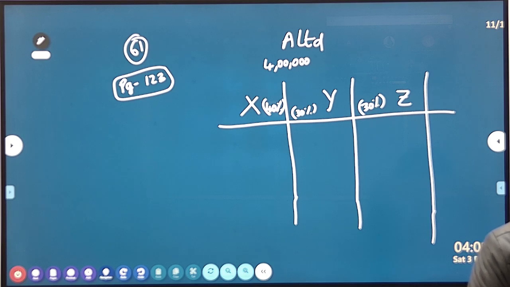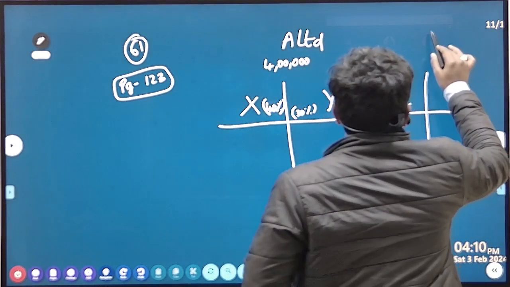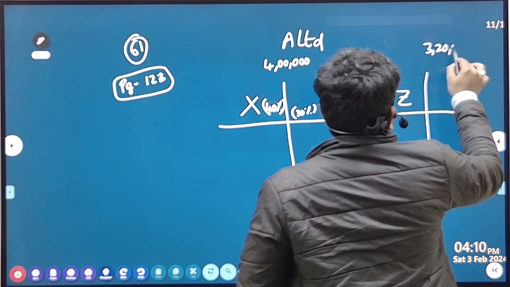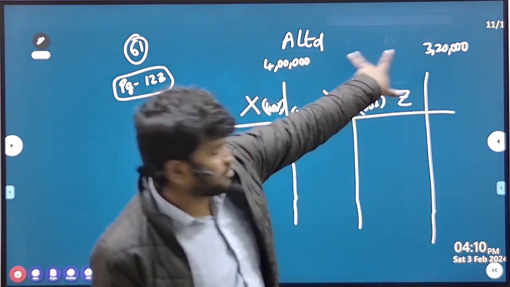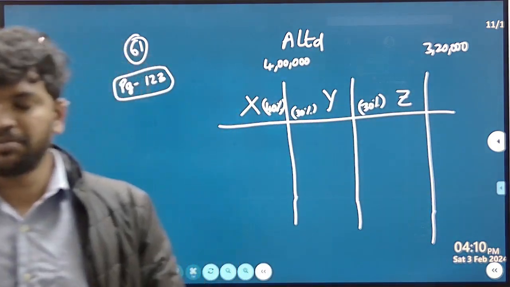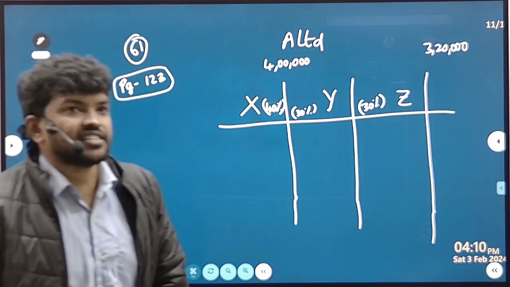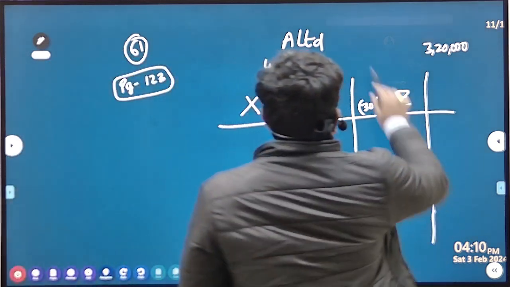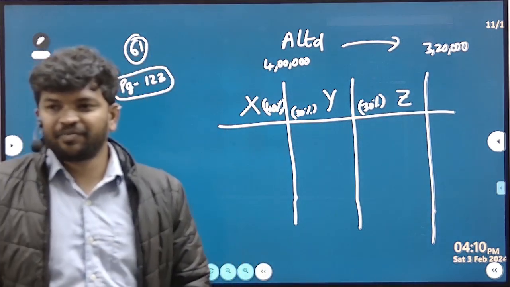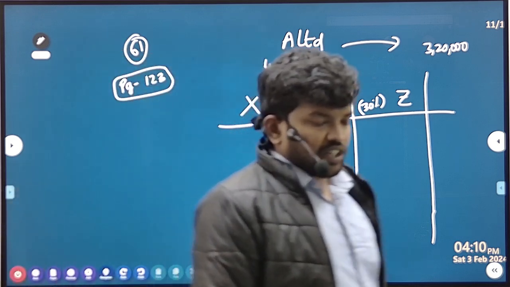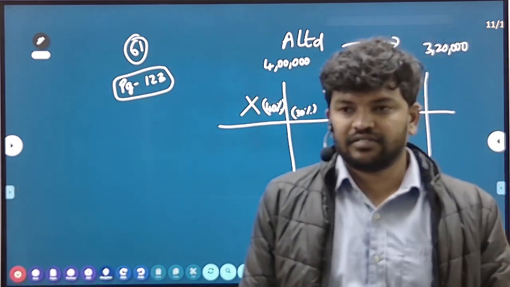Applications for 3,20,000 shares were received in all, out of which applications for 80,000 shares had the stamp of X, those for 40,000 shares had that of Y, and 80,000 shares had that of Z. Applications were received for how many shares? 3,20,000. Is this under subscription, over subscription or par subscription? Under subscription. So this balance 80,000, who has to bear? These underwriters have to bear. Yes or no?